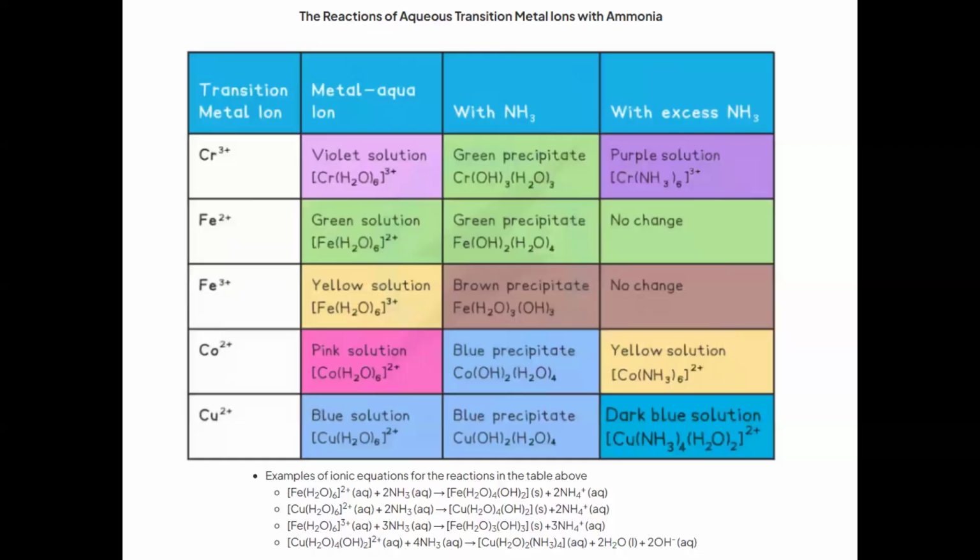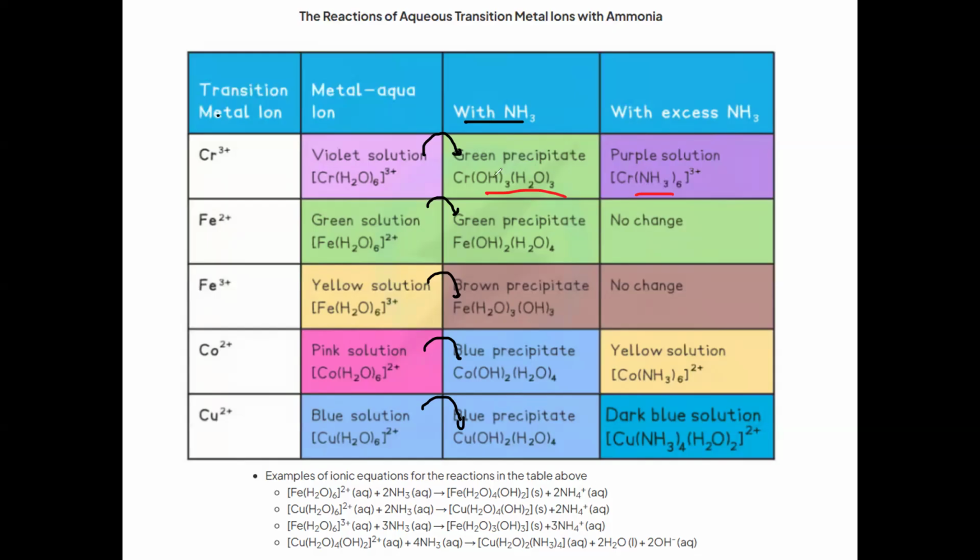Then we have the reaction with ammonia. When we have a reaction with ammonia, these are the colors of the aqua complexes. When we add aqueous ammonia, the first reaction is always the acid-base reaction. So all of the first reactions, when forming a precipitate, are acid-base reactions. But with ammonia, the chromium also dissolves, but that dissolving is not due to the amphoteric nature. That is due to ligand exchange.